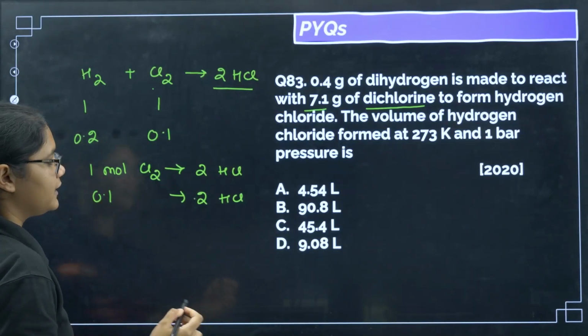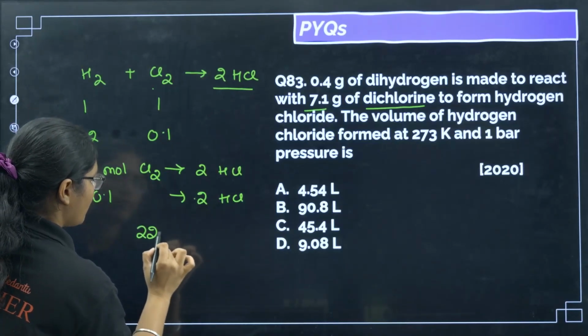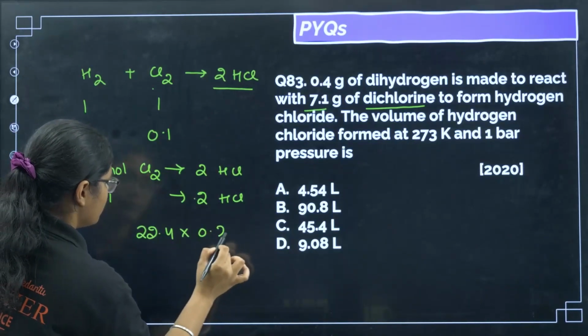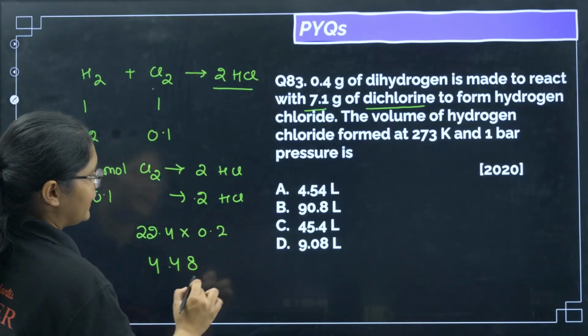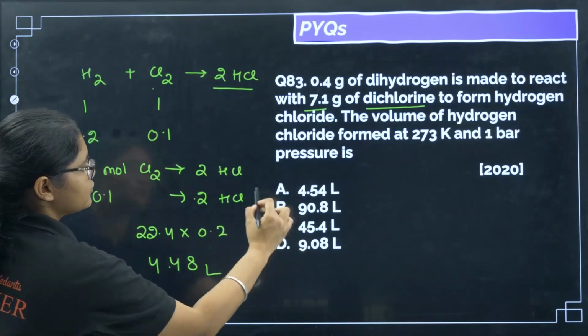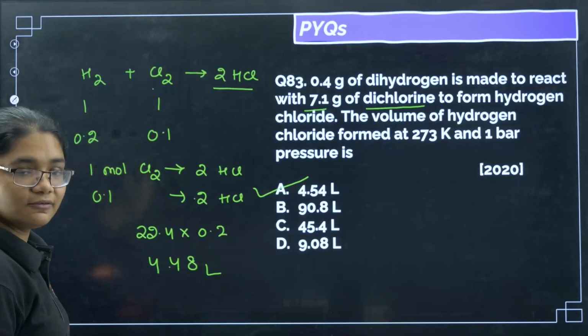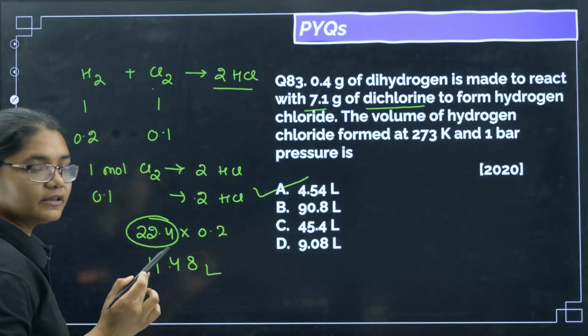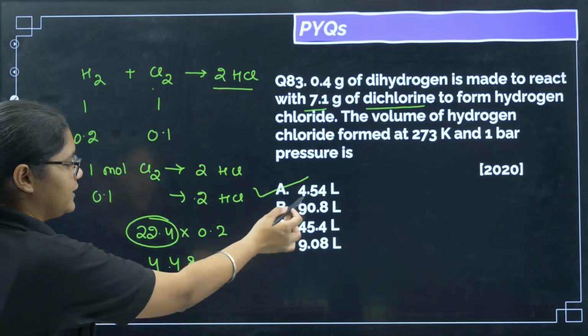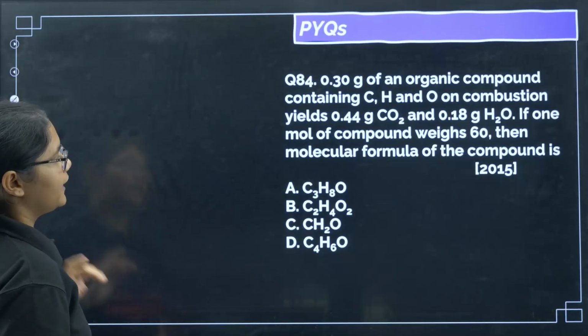Now you have to convert it into volume. So 22.4 into 0.2. 2 4s are 8, 2 2s are 4, 2 2s are 4, 4.48 liter I will get. Okay, so that will be near to 4.54 because this 22.4 liter can sometimes be taken with some near numbers also. Okay, so the nearest answer will be option number A.